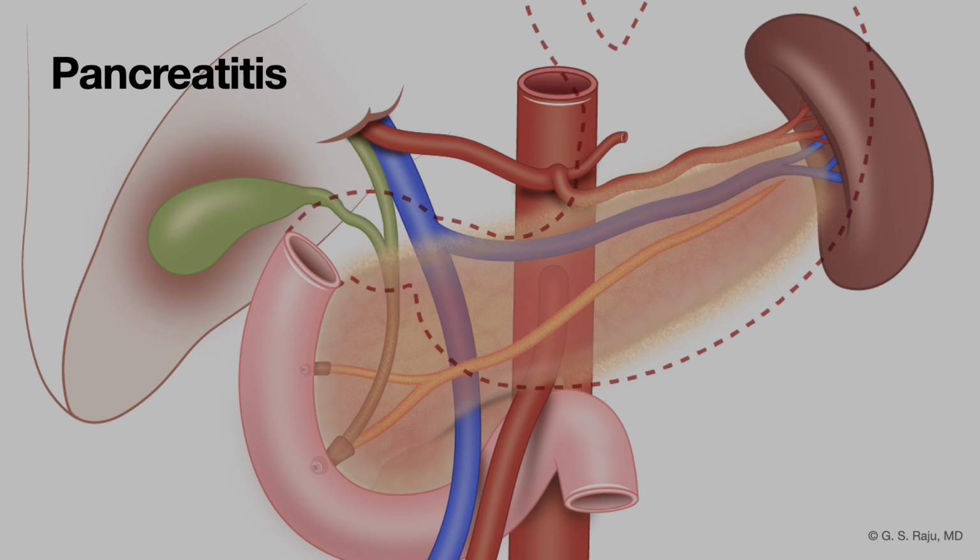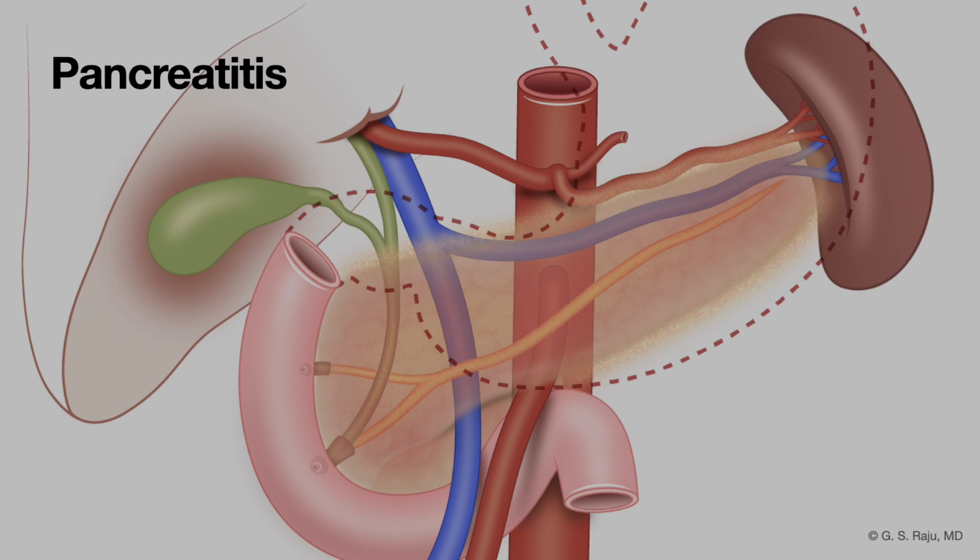And you have checked the amylase and lipase, both are elevated, and when you compared it with the upper limit of normal, they were significantly elevated, at least more than 3 times the upper limit of normal. So with the pain and elevated pancreatic enzymes, you thought that the patient has acute pancreatitis.